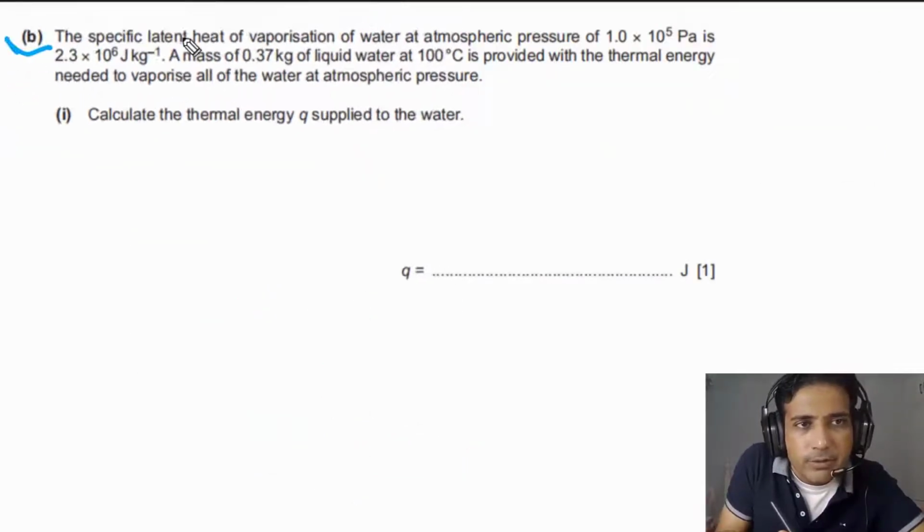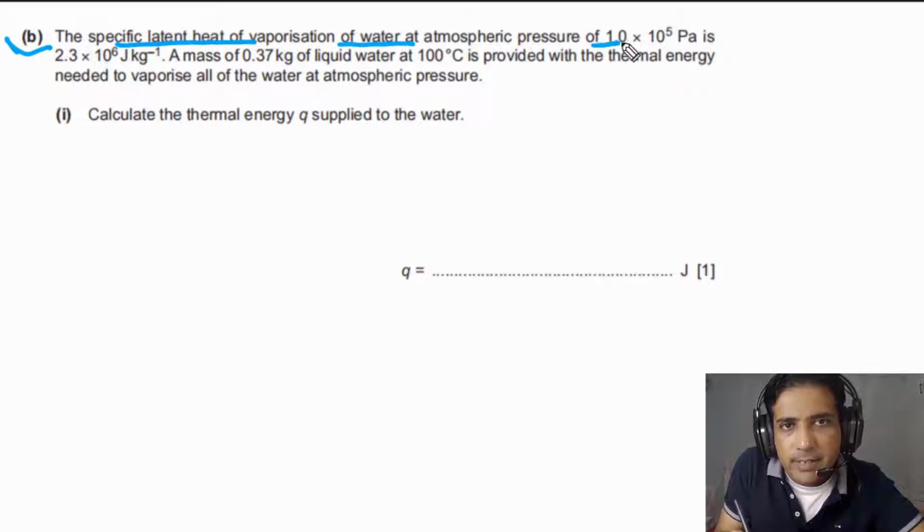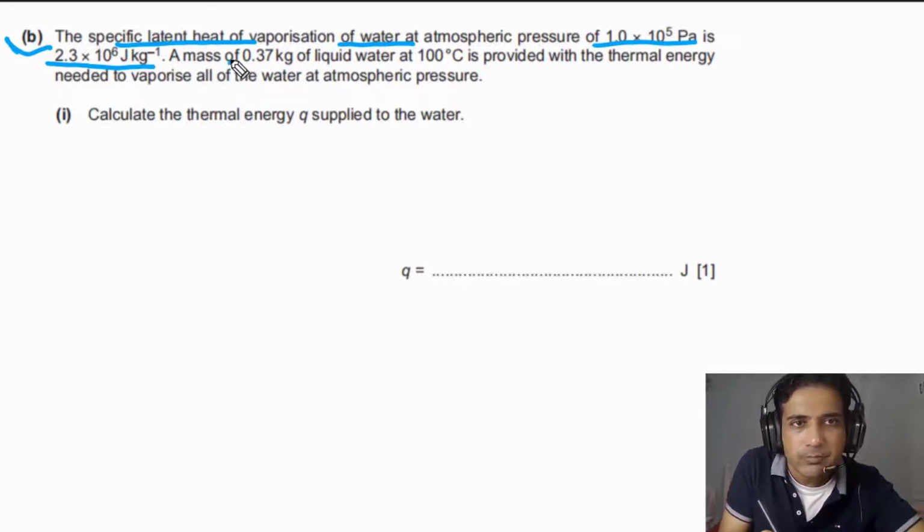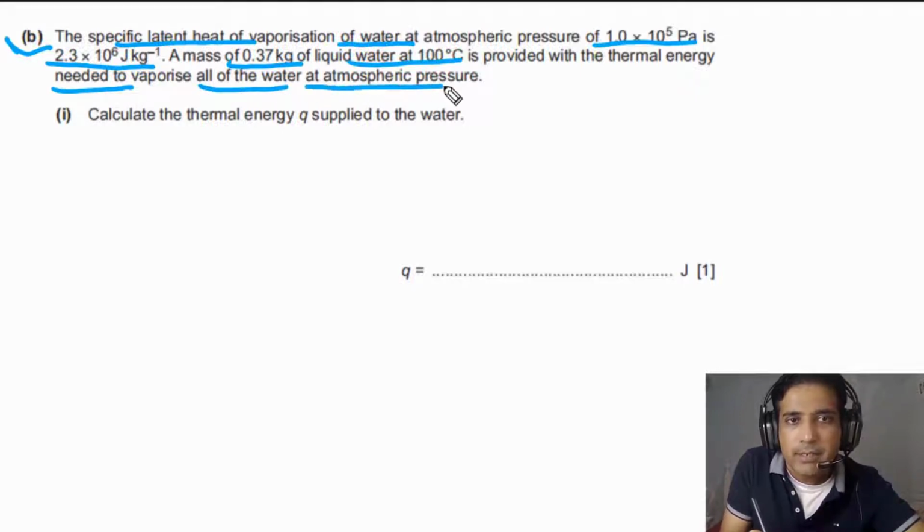For part B, it is given to us the specific latent heat of vaporization of water at atmospheric pressure of 1.0 times 10 to 5 pascals is 2.3 times 10 to 6 joules per kg. A mass of 0.37 kgs of liquid water at 100 degrees Celsius is provided with the thermal energy needed to vaporize all the water at atmospheric pressure. We need to calculate thermal energy Q supplied to the water.